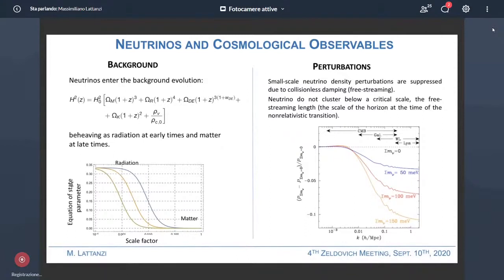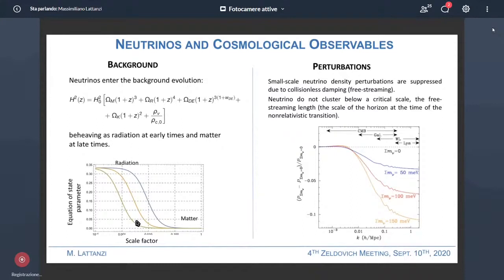And here in the plot, you can see the variation of the equation of state parameter with time. So 1/3 is radiation on the left, and 0 on the right is matter. So you see that neutrinos go from being radiation at early times to being matter at late times. Different curves are for different neutrino masses. So when you put in neutrinos, you are changing the background evolution.